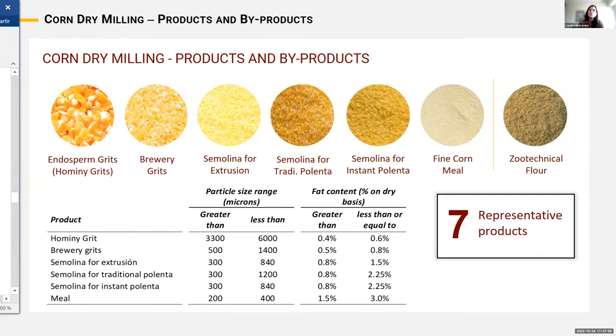Then we also have byproducts in this process. These byproducts are the germ, the coarse bran, that is the pericarp, and small particle size meals. These byproducts are usually mixed in varied proportions to produce technical flour, also called hominy feed. This is used for balanced food and animal feed, and it is similar to finely ground corn. It has a good nutritional value.